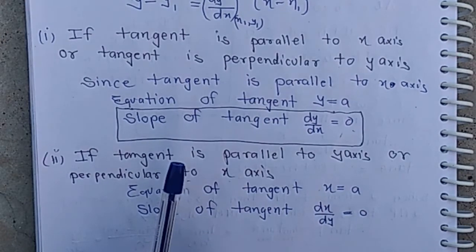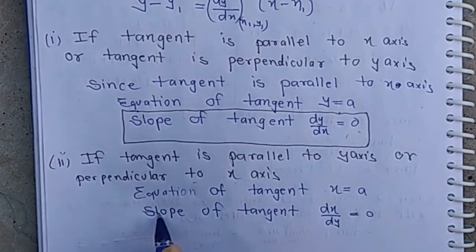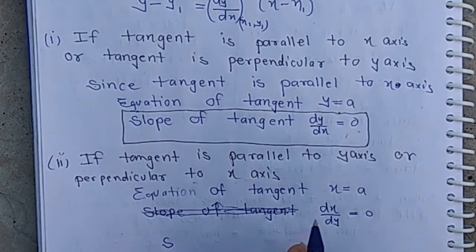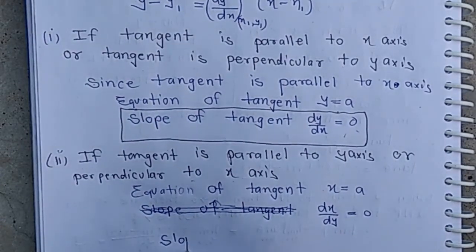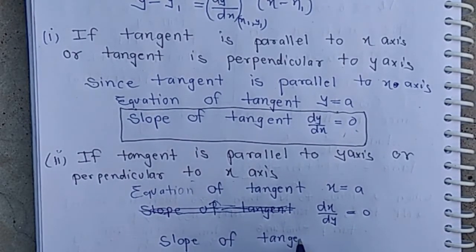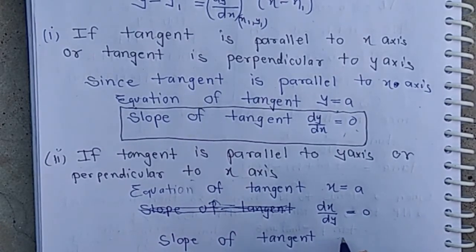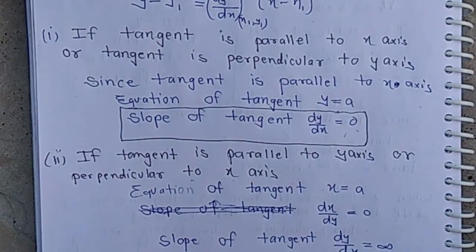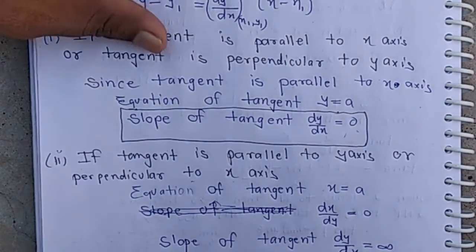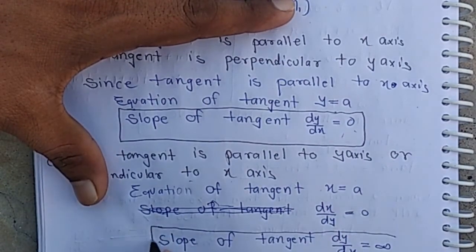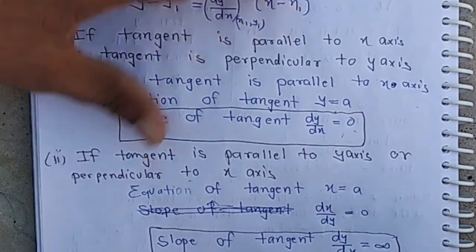We get dx by dy equal 0, and the slope of the tangent is given by dy by dx. And if dx by dy equal 0, then dy by dx equal infinite. When the tangent is parallel to the y-axis, then the slope of the tangent is equal to infinite. It is the second case.